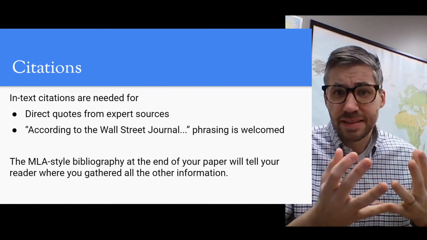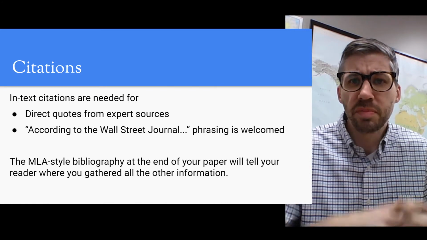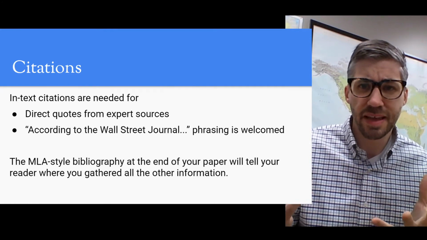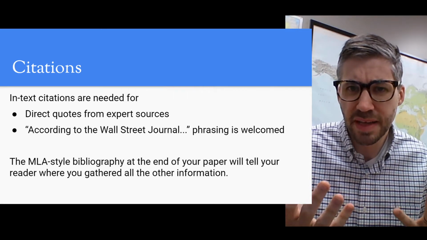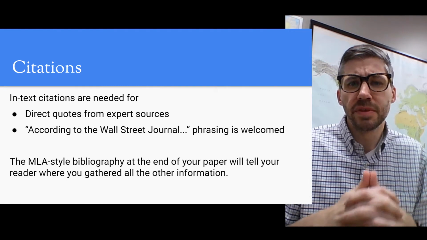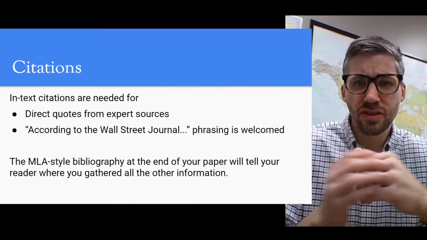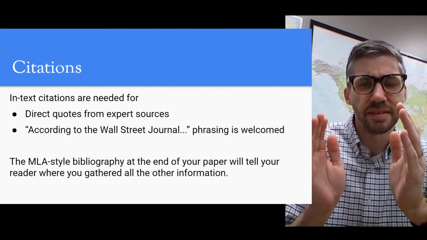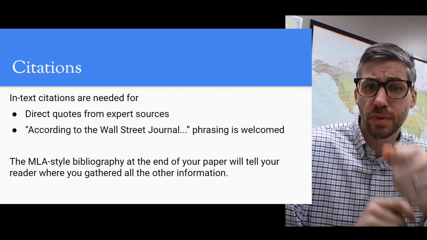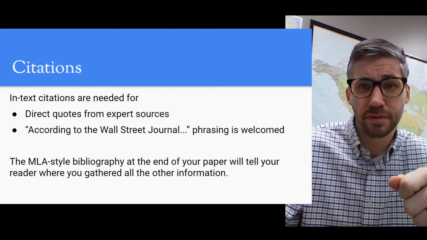How do you cite the information? There will be a bibliography at the end, an MLA-style bibliography, and like I put in the assignment sheet, you're free to use easybib.com to cite those or to list those. You don't need to use in-text citations, so there doesn't need to be a little thing in parentheses that says where you got each piece of information, unless you are directly quoting an expert source, right?